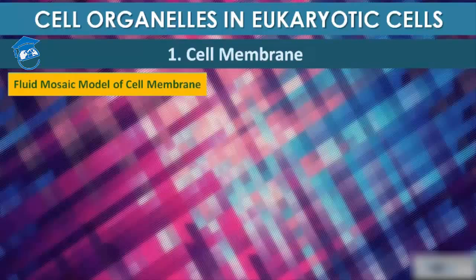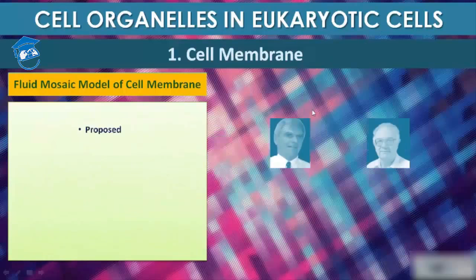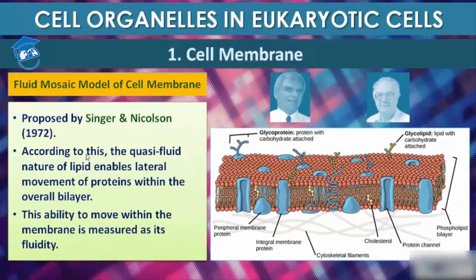Now we will study the fluid mosaic model, students. It is an important model of the structure of the cell membrane, which was proposed by Singer and Nicolson. This fluid mosaic model is an improved model of the structure of the cell membrane, proposed by Singer and Nicolson in 1972, and it was widely accepted.